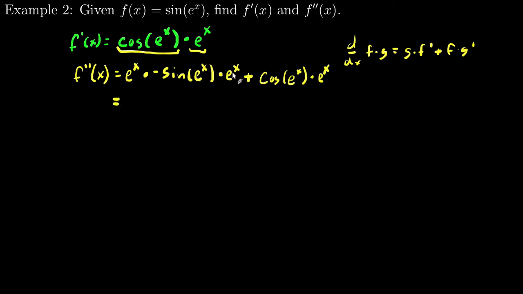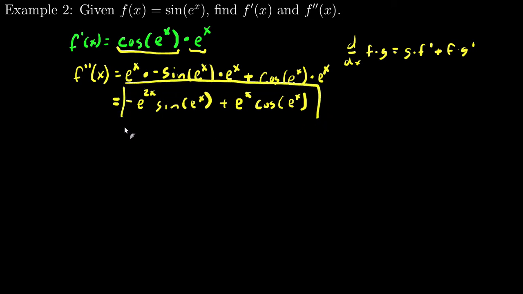So I have e to the x times e to the x, that's e to the 2x. I have this negative, and I have a sine of e to the x. Plus, and I guess e to the x in front of here. I don't really have any hard and fast rules for what order I like to write things in, but I do like to have this e to the x before cosine. I guess I like to have the trig functions at the end. And so, here's our answer. Negative e to the 2x sine of e to the x, plus e to the x cosine of e to the x.